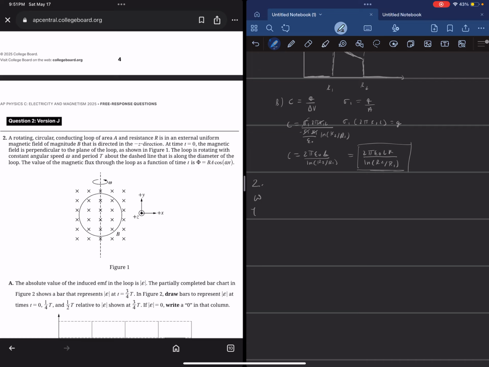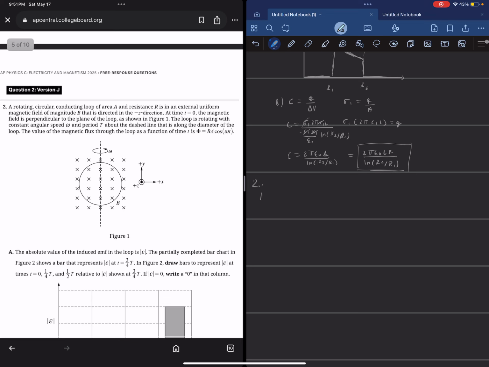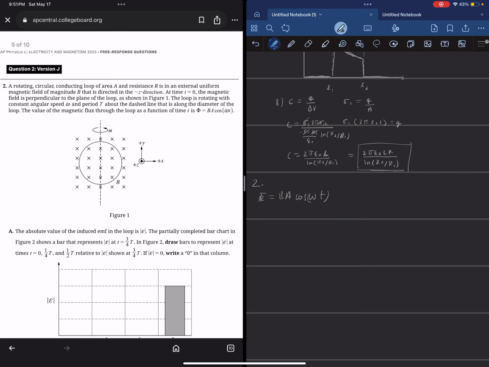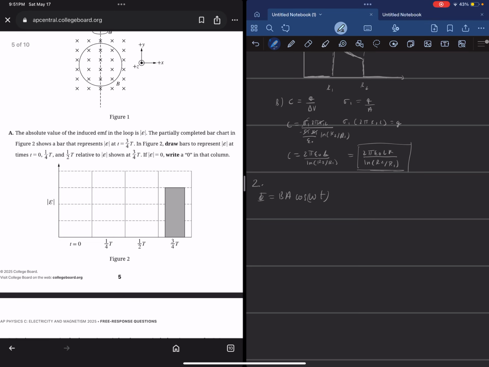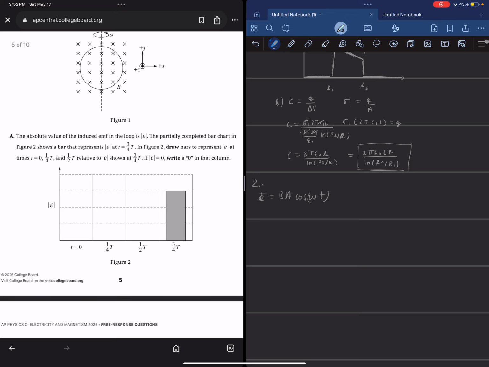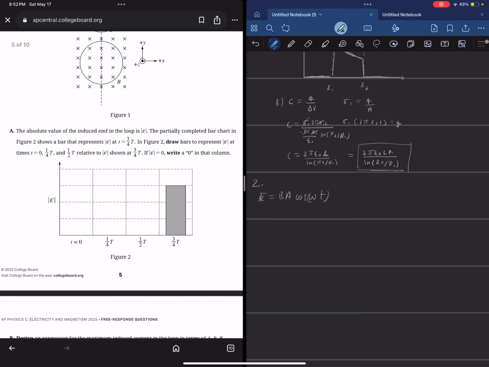The magnetic flux of the loop is, yeah, this is important: flux equals BA cos omega t. Yeah, that makes sense. The value of the induced EMF is E, partially completed bar chart. So we have to just graph all the EMFs.